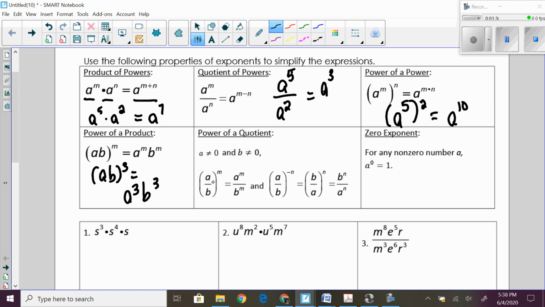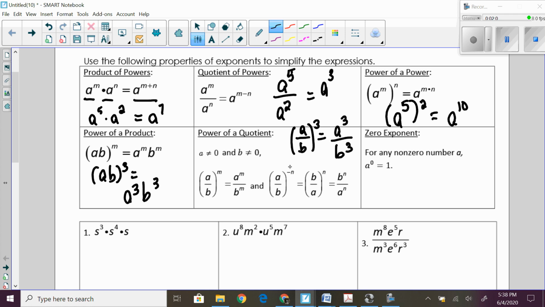Same thing goes when we have division. This fraction is being raised to the m power, so that means both the numerator and denominator get raised to the m power. So to throw some numbers in here, if we had (a divided by b) to the 3rd, we could rewrite that as a to the 3rd over b to the 3rd. Okay?